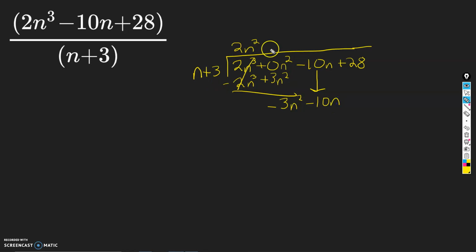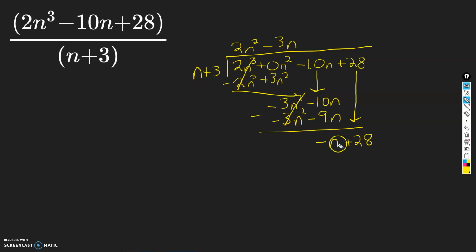N goes into negative 3n squared, negative 3n times. Negative 3 times 1 is negative 3. N times n is n squared. Negative 3n times positive 3, that's going to be minus 9n. Now when we subtract, those guys cancel out. Negative 10 minus minus, so that's actually negative 10 plus 9, which is going to give us negative n. And then positive 28 is going to drop down.